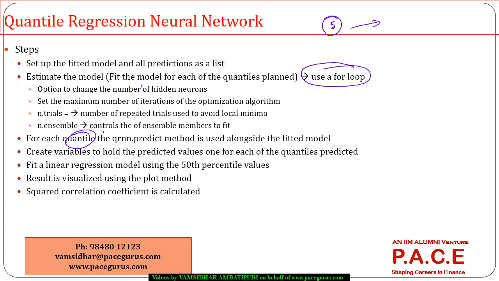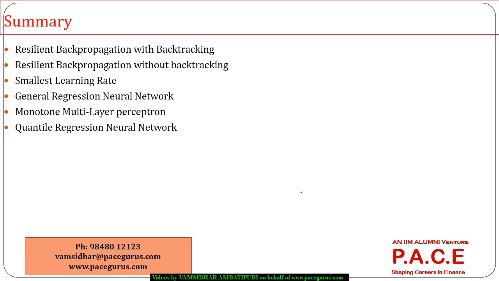Now for each of the quantiles, we have used qrnn.predict with the fitted model. So 5 different fitted models for 5 different quantiles, and the prediction values are also different for each of the quantiles. Now I use the 50th percentile or the median values, and based on that try finding the correlation squared or the R squared value to assess which model is a better fit for the data.